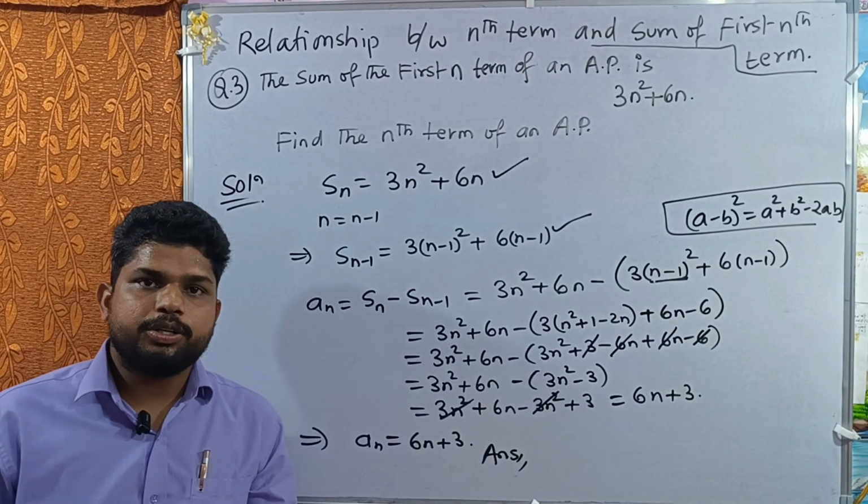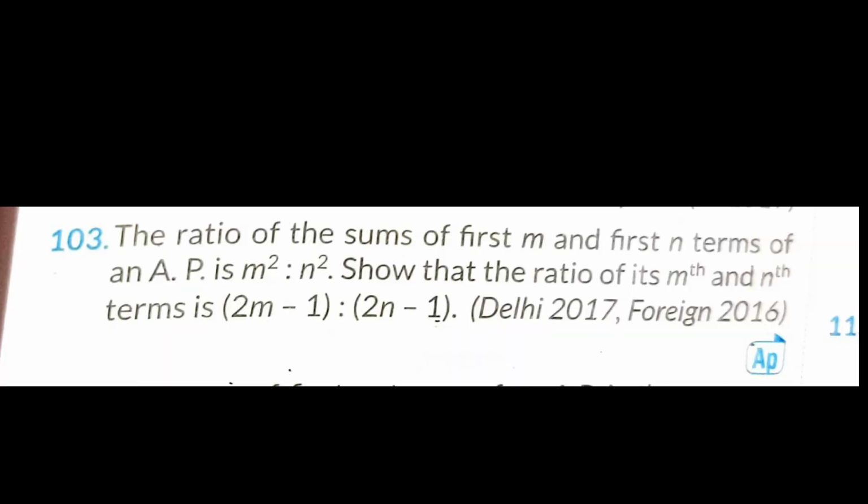I hope, dear students, you have understood the things. One question might be visible on your screen. The ratio of the sum of the first m and first n terms of an AP is m² : n², show that the ratio of its mth and nth terms is (2m − 1) : (2n − 1). Everyone, try it on your own. Pause the video and try it yourself.